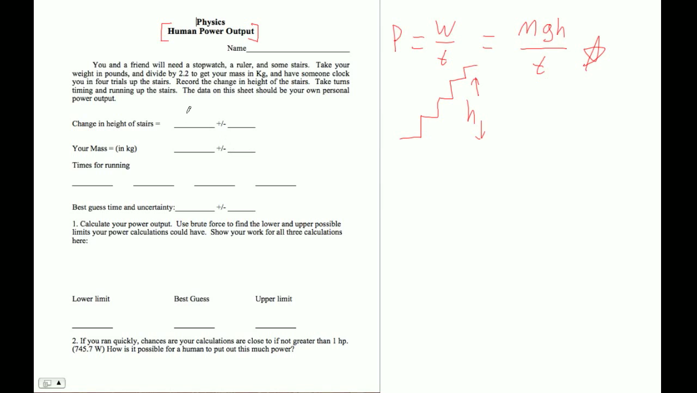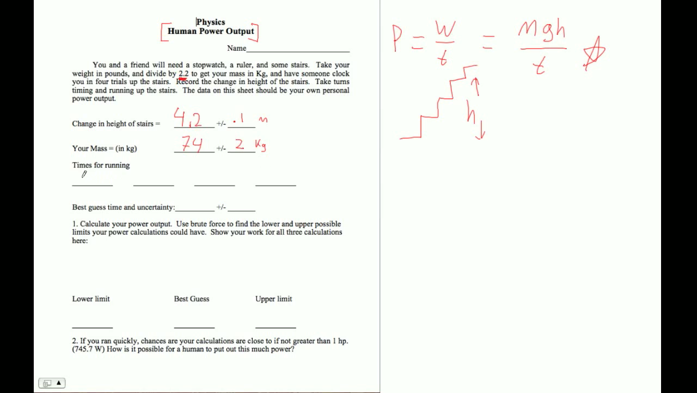Let's see, we've got the change in height of the stairs. Let's suppose that we measure the stairs and they're 4.2 meters tall. We're very inaccurate, so we'll guess that our uncertainty is plus or minus 0.1 meter. Then for mass, normally I weigh about 163 pounds. Here it says divide by 2.2 to get your mass, and that's about 74 kilograms. But I could be plus or minus 2 kilograms because I don't really have an accurate scale.